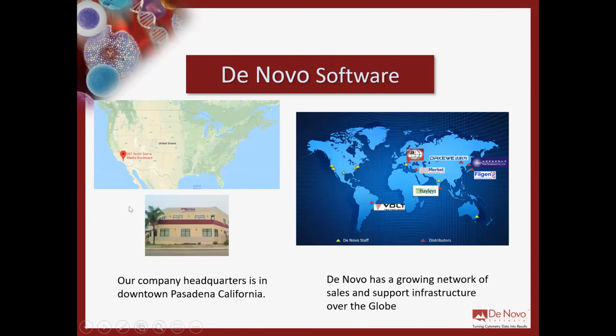I'm going to skip over a few slides here, but one important thing to note about DeNovo Software is we're based in Los Angeles, in Pasadena, and these little yellow triangles that you see are places that we have folks scattered throughout the world working on our team of experts to support you. So if you have questions, write into us at support@denovosoftware.com.